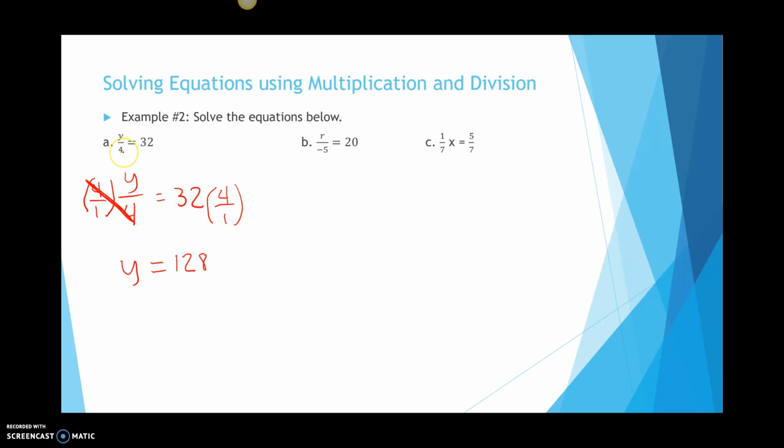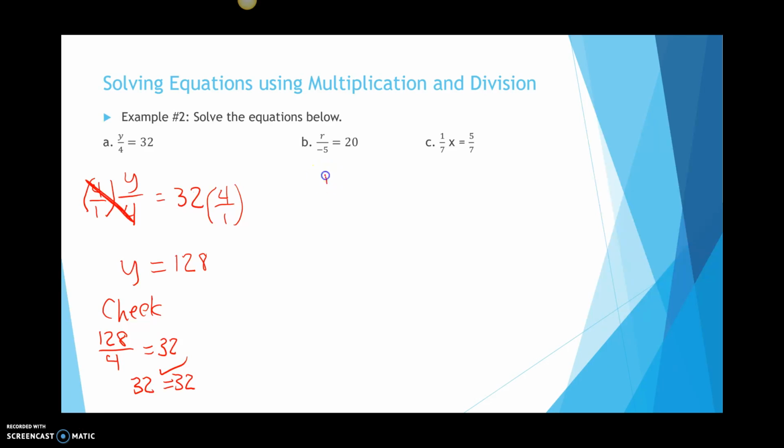When we do our check step, we're going to plug in 128 for y, so 128 divided by 4, yes, that gives me 32. So 32 equals 32, and it checks itself out.